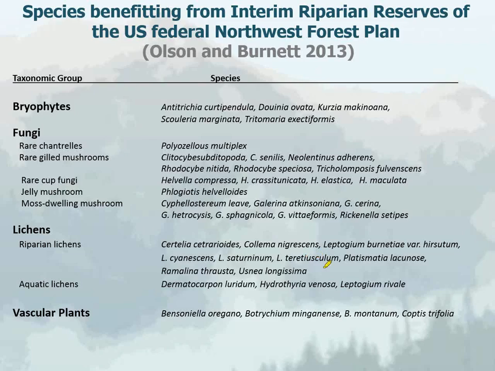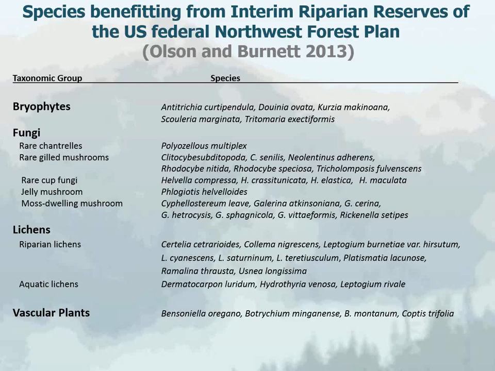Sometimes people get surprised at the number of species associated with the riparian areas. When the Northwest Forest Plan was developing, many expert panels were put together for various reasons, and this list of over 100 species on this slide and the next one are those that really benefited from the Northwest Forest Plan buffers.